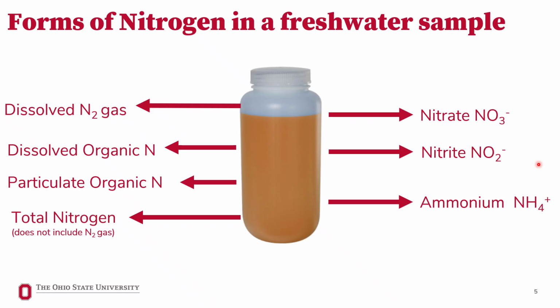freshwater sample. Ammonium is easy for aquatic primary producers to use because it can be directly incorporated into their amino acids without any chemical changes. Nitrate is also a commonly studied form of nitrogen. Primary producers will readily take up nitrate, however, it'll have to be reduced to ammonium within their cells before they can use it. Nitrate is also the form of nitrogen that we will be analyzing in the laboratory portion of this module.